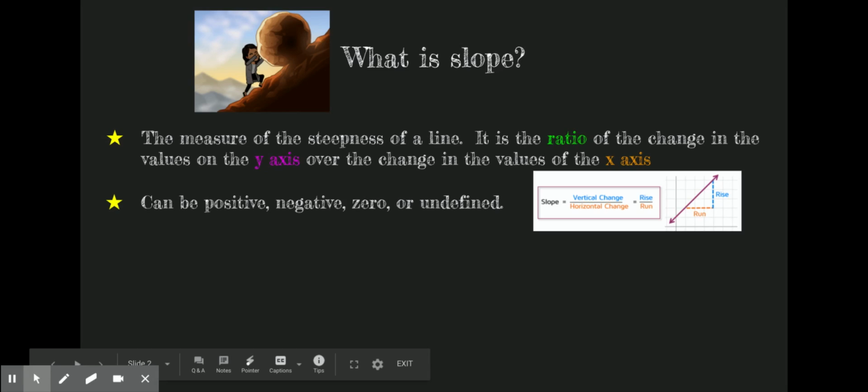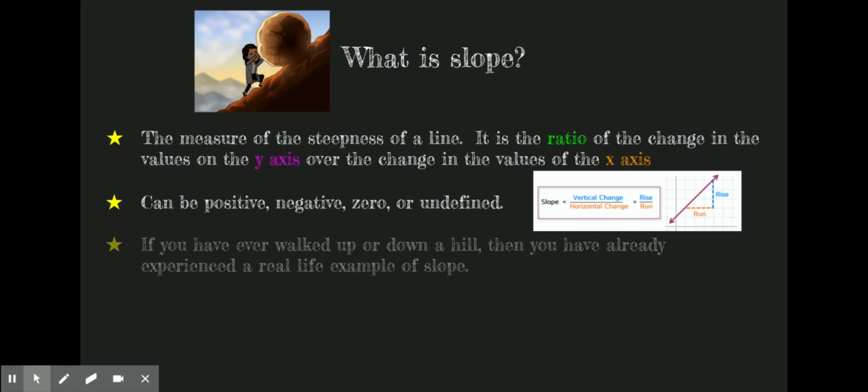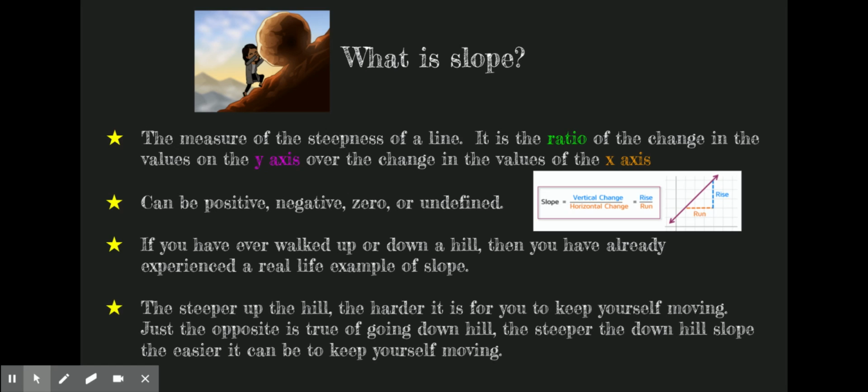Slope can be positive, it can be negative, it can be zero or undefined. We're going to talk about all of those in a little bit. But if you've ever walked up or down a hill, then you've already experienced a real life example of slope. The steeper up the hill, the harder it is for you to keep yourself moving. And we call that positive slope. Just the opposite is true of going downhill. The steeper the downhill slope, the easier it can be to keep yourself moving. And that would be a negative slope.